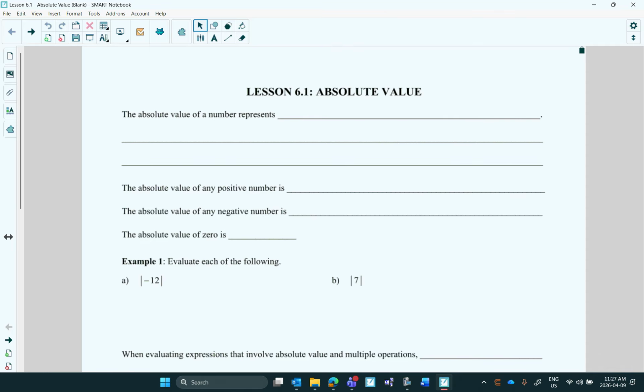Or another way we could say it. The absolute value of a number represents how far it is from 0. So if I ask you the absolute value of 7, I'm asking you how far is 7 from 0? And if I ask you the absolute value of -15, I'm asking you how far is -15 from 0? And it's 15, right? It's not -15, it's 15.